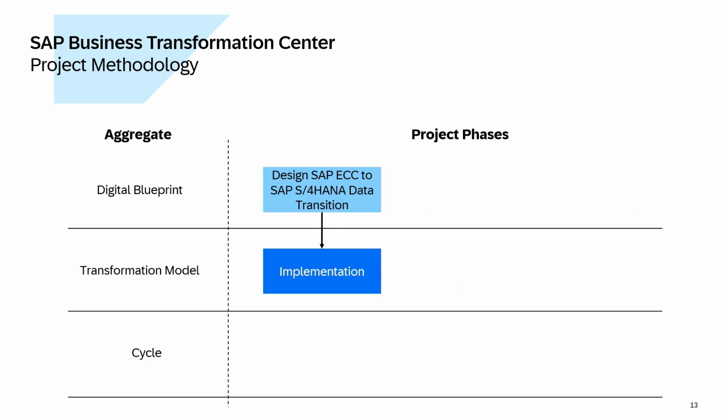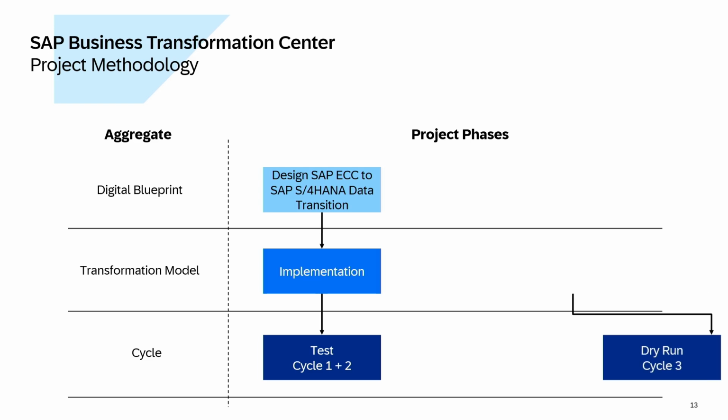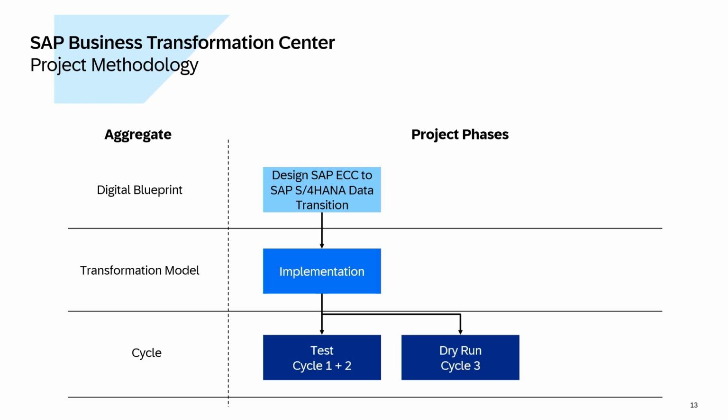As the next one, we have the implementation part. As mentioned, the result is a so-called transformation model. Based on the design of the blueprint, we will automatically derive the implementation. And at the end, as mentioned before, we have test cycle 1, 2, a dress rehearsal, and the go-live. This always follows the same approach, the same procedure.